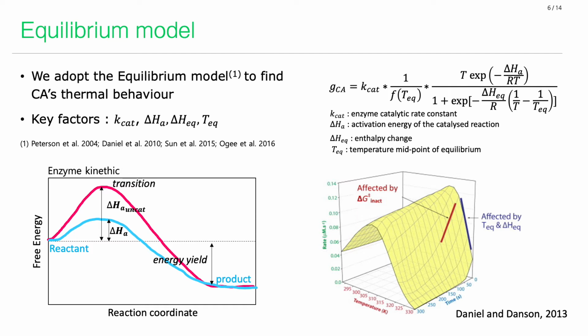The third one is delta H eq, the enthalpy change between the inactive and active phase. And the fourth one is T eq, the midpoint of the temperature response. Regarding these two variables, in the right figure, the enzyme responds to temperature with a curve, and this curve's gradient is affected by T eq and delta H eq.